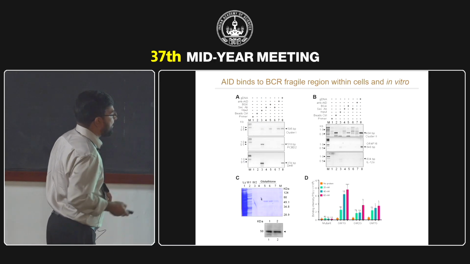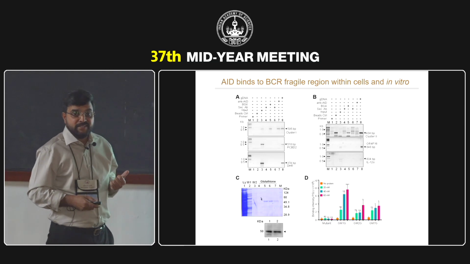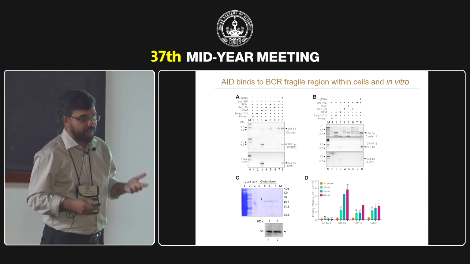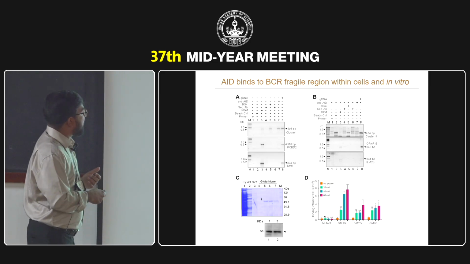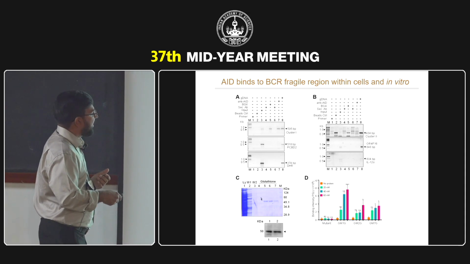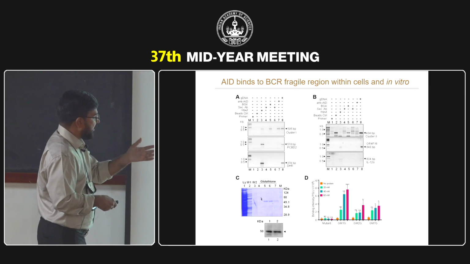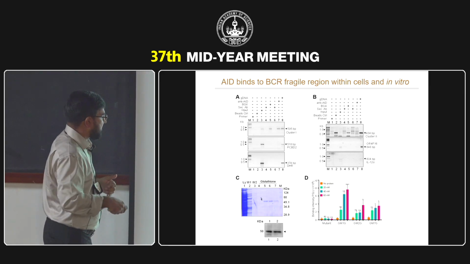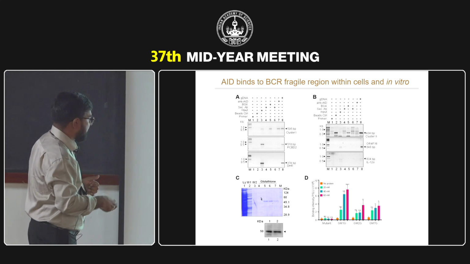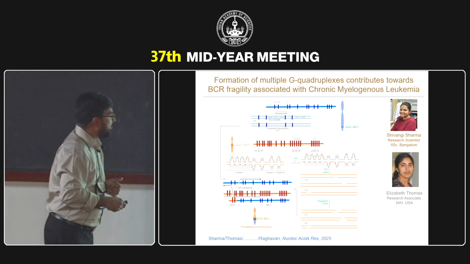And then we went on to show that there is an enzyme called AID, activation-induced cytidine deaminase. This is a deaminase which can bind to these structure regions, as shown here, and then it can deaminate the cytosines, leading to mismatches, and finally I'll show a model there. This was also replicated by using purified proteins. So this is our working model.